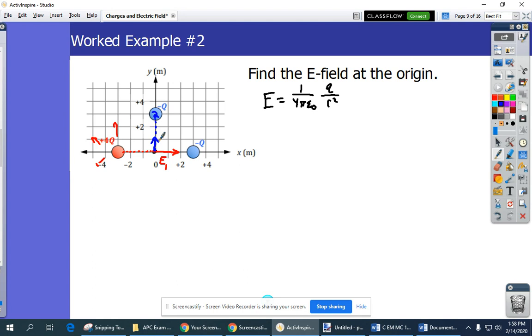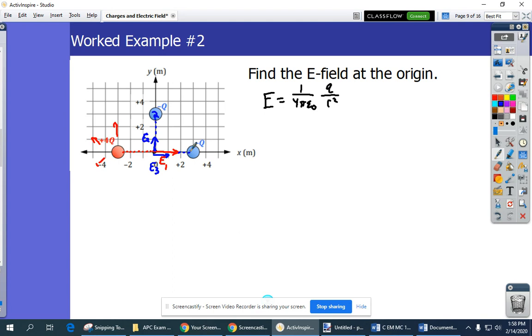And for this negative charge, it's going to point actually in as well. So we're going to get E2 and E3. Remember, electric fields for positive charges point away from that charge. Electric fields for negative charges always point towards that charge. So I've got 3 different vectors.